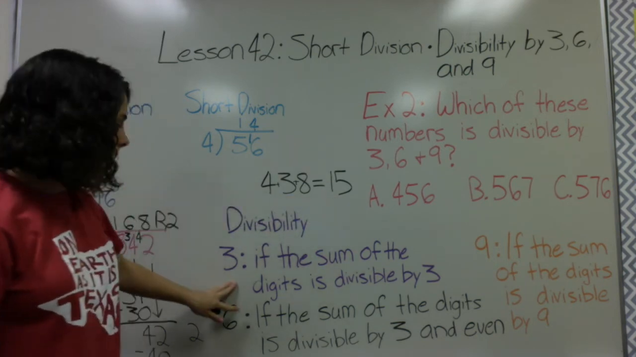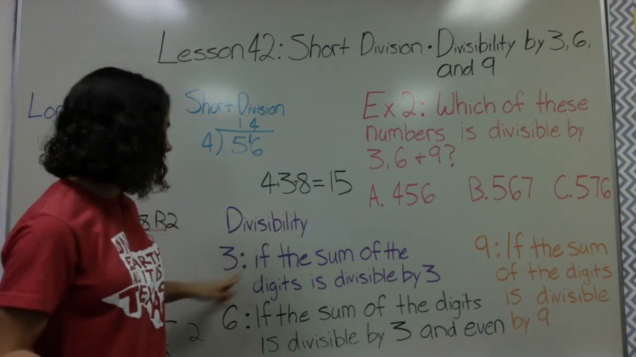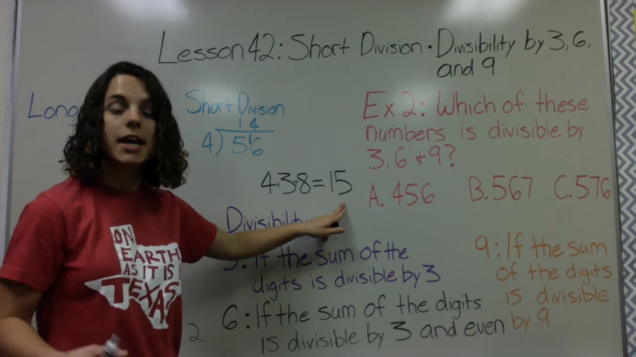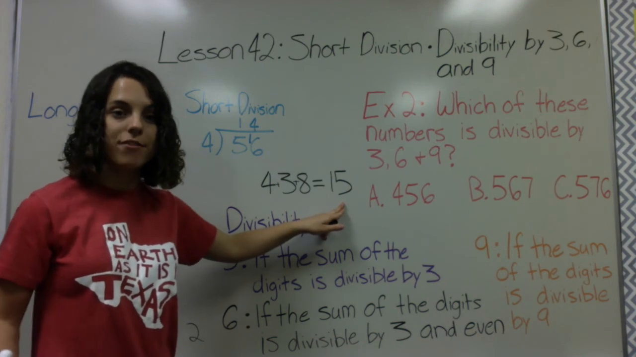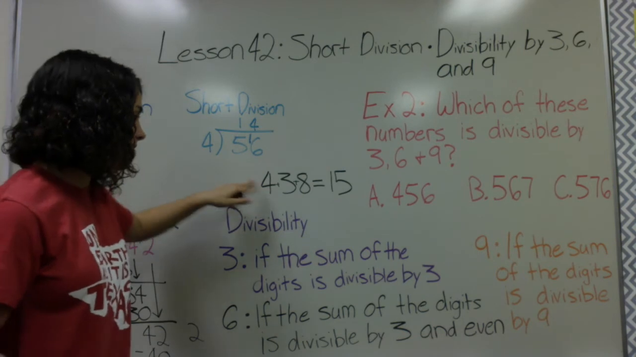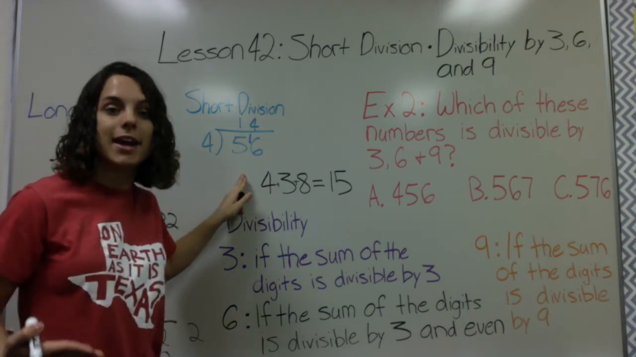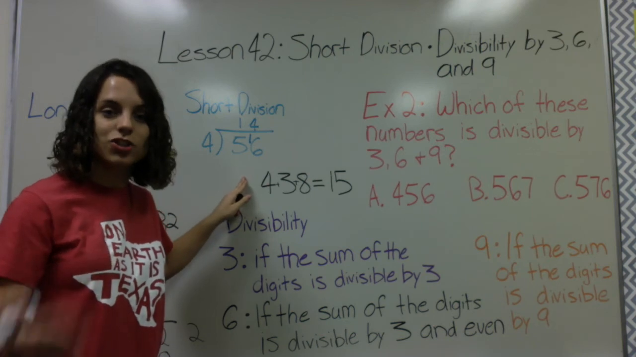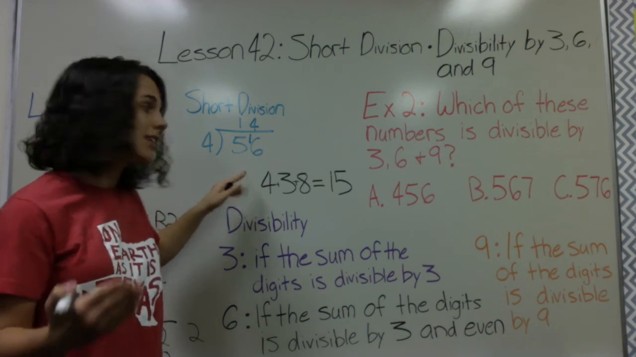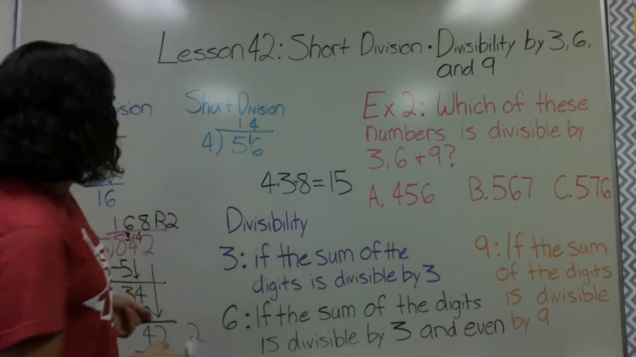So what this is talking about: 3 can go into 438 because 3 can also go into 15 an even amount of times. 3 times 5 is 15. That means if I do 438 divided by 3, I will not have a remainder. I already know that off the top of my head. This helps for division as far as checking your work, seeing if it makes sense. And I know if I did end up with a remainder, my answer would be incorrect.